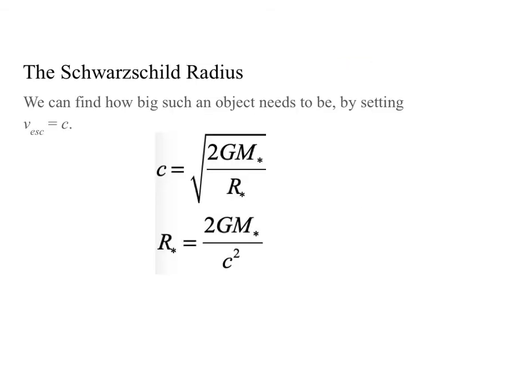We can figure out how big an object would have to be by setting the escape velocity equal to c. So remember that the escape velocity was the square root of 2 times big G times the mass over the radius. So we can turn all that around and say the radius of the star would have to be 2 times big G times the mass of the star over c squared. This is what's called the Schwarzschild radius, named after the person who first really investigated it, although not for Newtonian objects, but for Einsteinian objects.